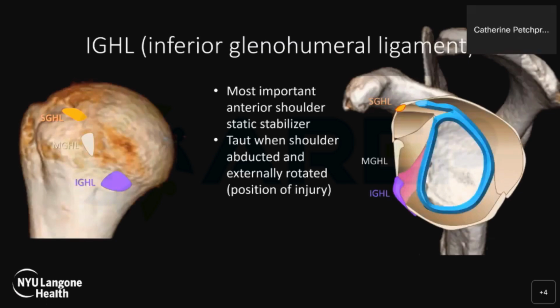Well, the inferior glenohumeral ligament is one of the most important anterior shoulder static stabilizers, and it's taut when the shoulder is abducted and externally rotated, which is the position of injury. As we've seen, the great majority of injuries to the inferior glenohumeral ligament have been on the glenoid side with Bankart lesions. However, injuries to the humeral insertion of the inferior glenohumeral ligament, called HAGL lesions, are just as important to identify and report.